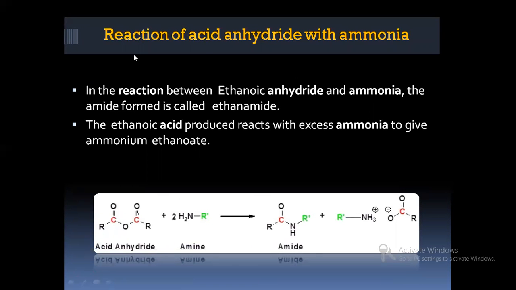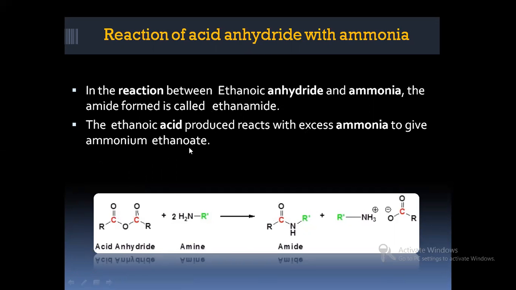Next, we have the reaction of acid anhydrides with ammonia. So here the reaction is between ethanoic anhydride and ammonia. The resultant product is your ethanamide. The ethanoic acid produced reacts with excess ammonia to give ammonium ethanoate.